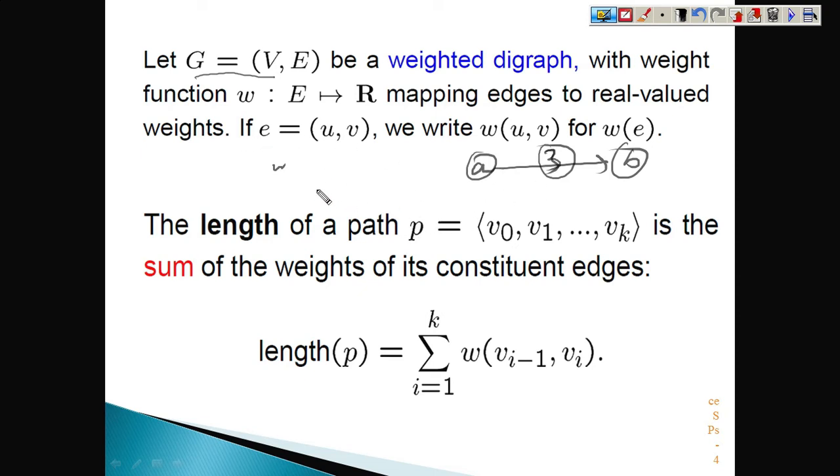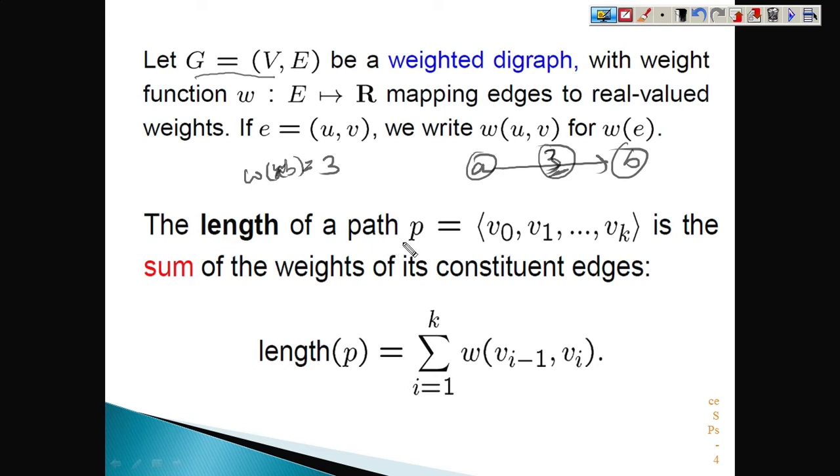So we are having one function W that defines the value of this weight. In this function we need to pass the edge, and it will return the value of this edge, and this value is basically referring to the weight. So if AB is the edge, then if I write W(AB), it will return the weight of this edge. This is 3.